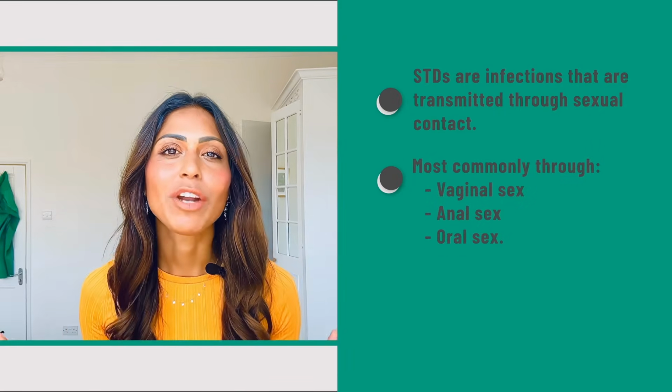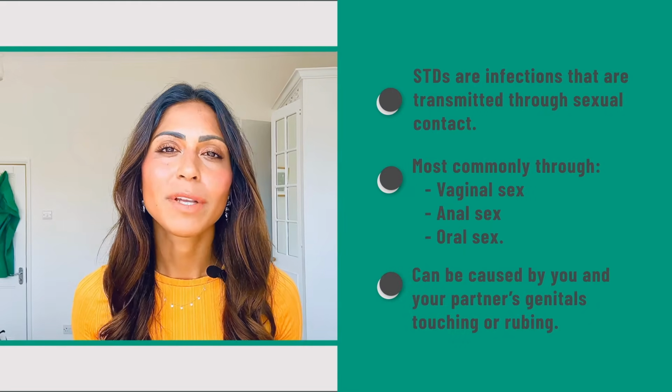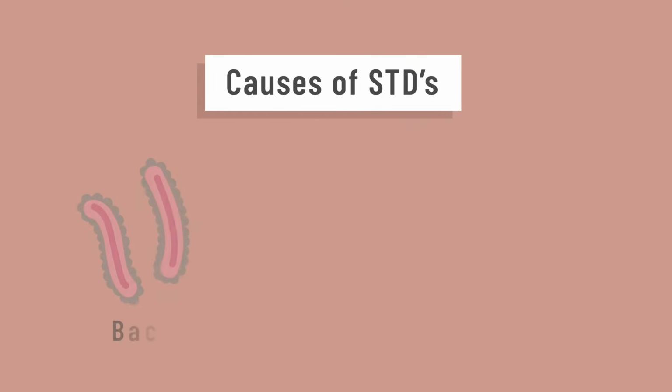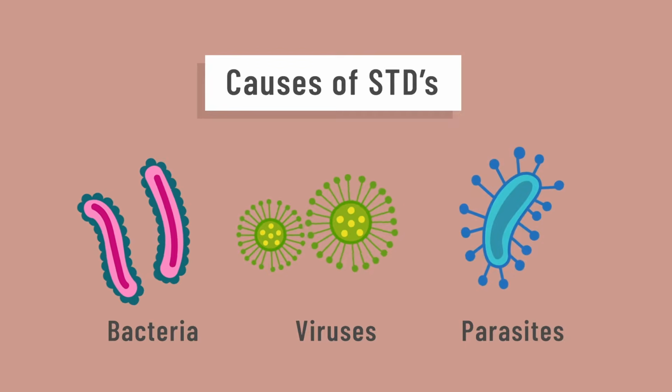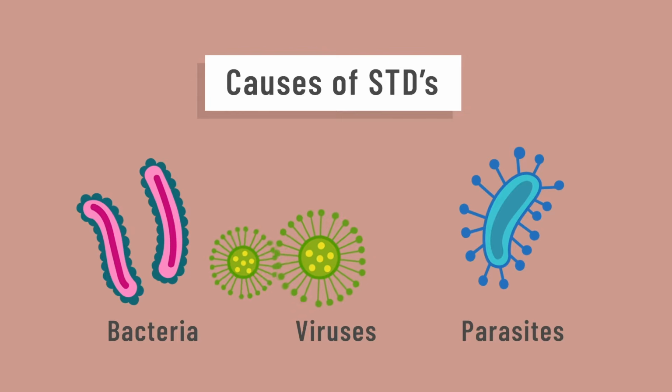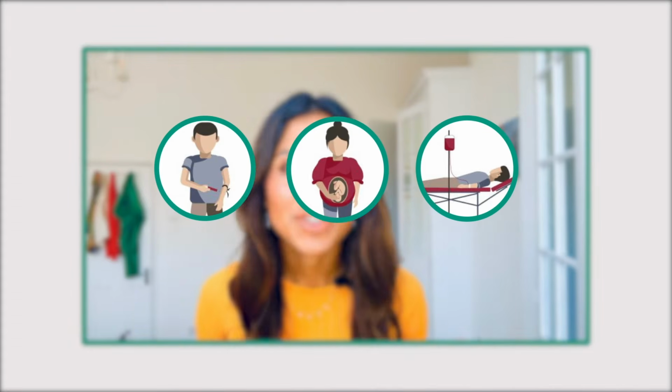They can also be spread from intimate sexual contact, for example if you and your partner's genitals are rubbing together or touching. STDs are usually caused by bacteria, viruses or parasites. Less commonly, STDs can be spread in other ways not involving sexual contact, such as sharing needles, childbirth or blood transfusions. It's essential to note that anyone can catch an STD regardless of your age or your sexual orientation.